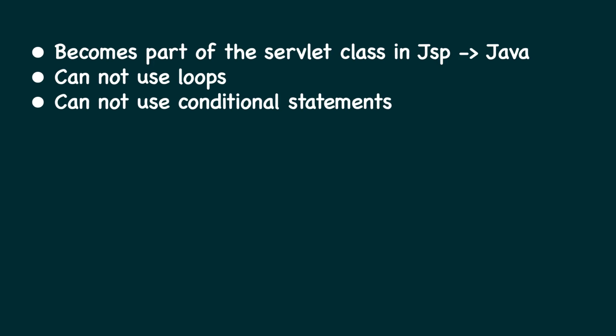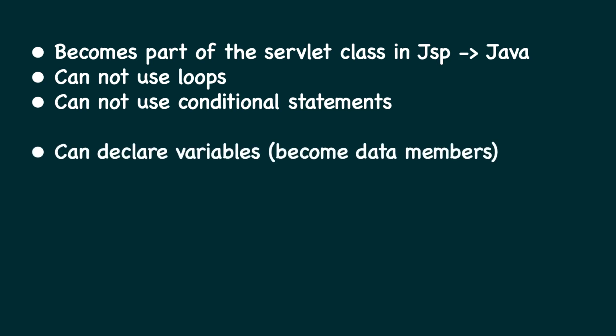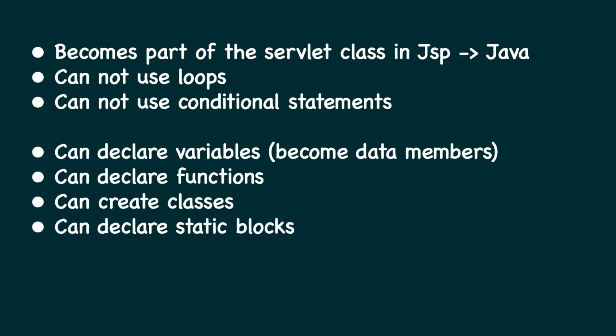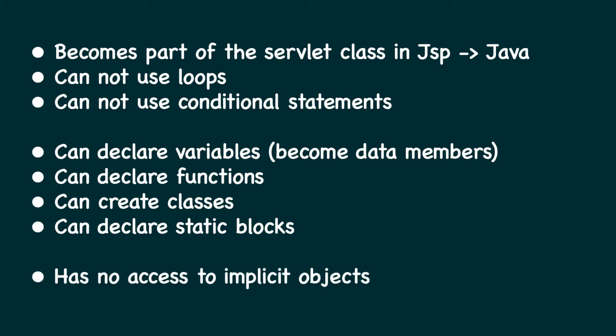So the declaration block is generally preferred when you want to declare a member variable or a function or a nested class or a static block. Since the code you write in the declaration block is not part of the service function, you don't have access to any of the implicit objects inside the declaration block. Most common use cases are to write lifecycle functions such as jspInit and jspDestroy.